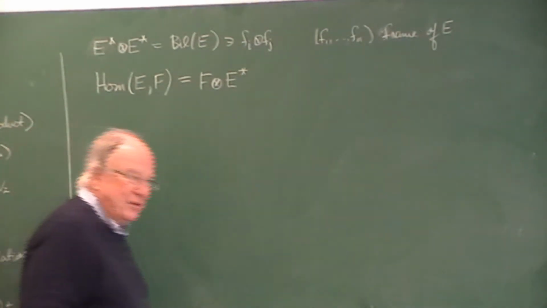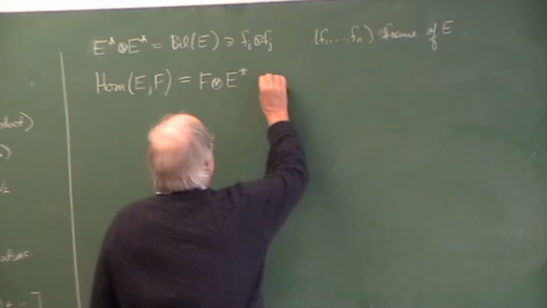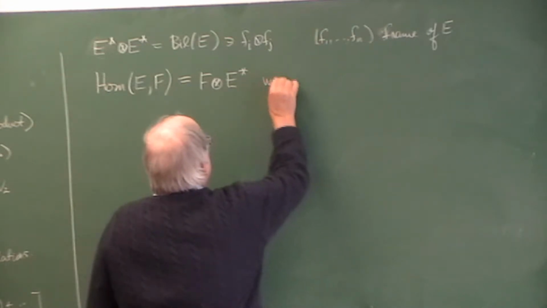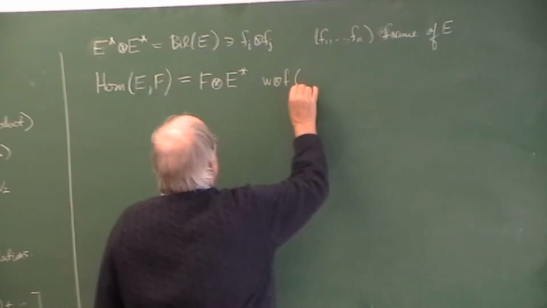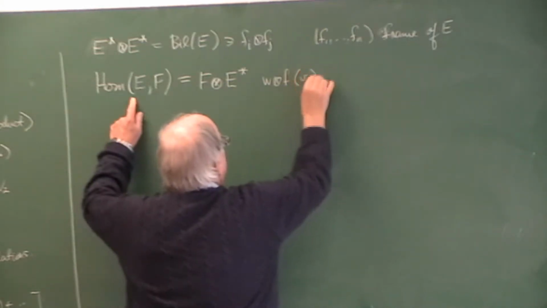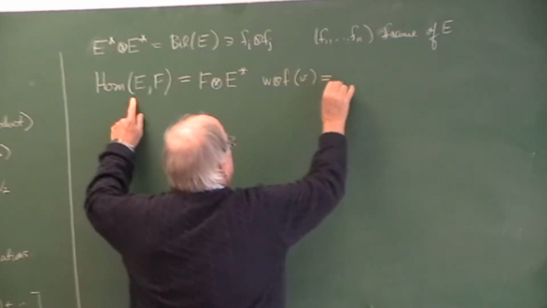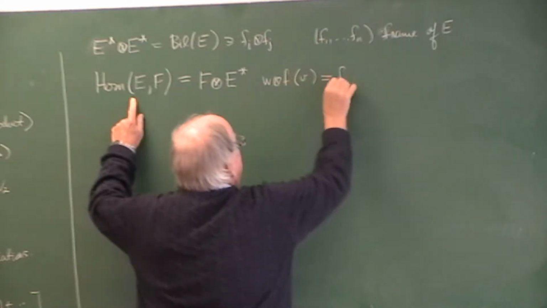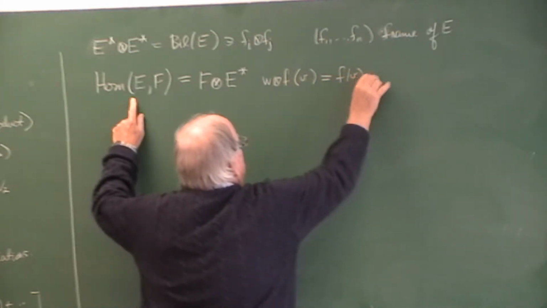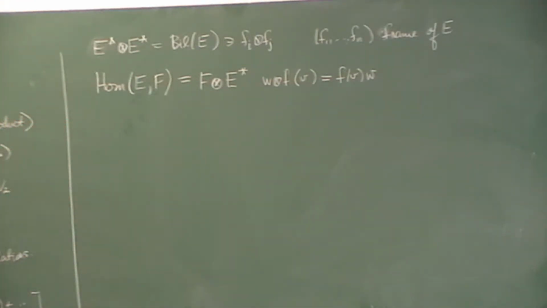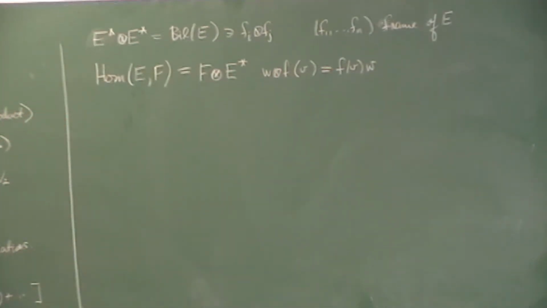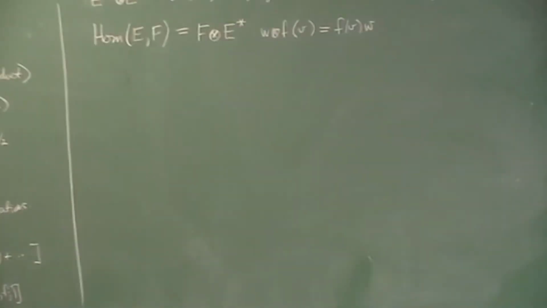And why is it F tensor E dual? Because you take something here, let's say W tensor a function F, and apply it to a vector E, V. This is equal to, by definition, F of V W. So that establishes an isomorphism of this Hom stuff. Question.